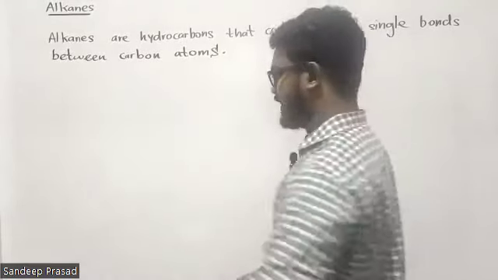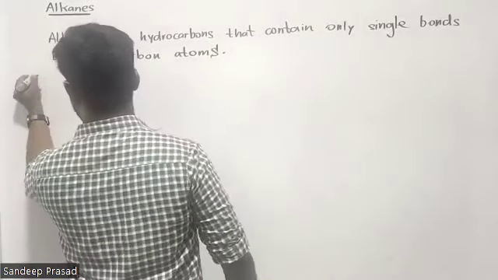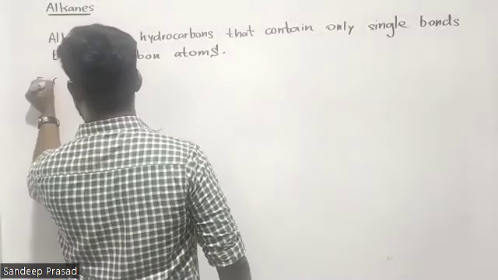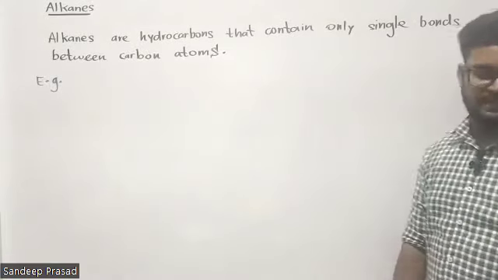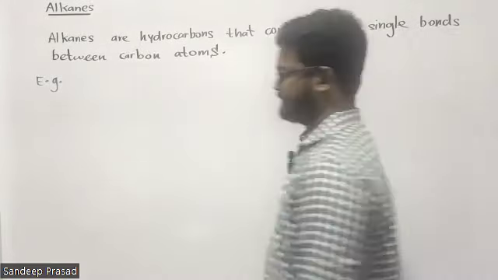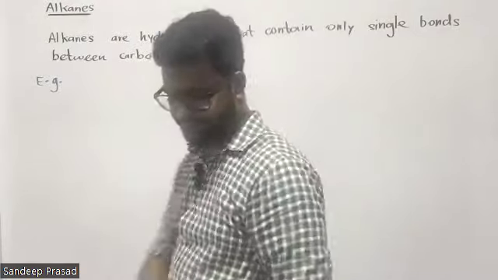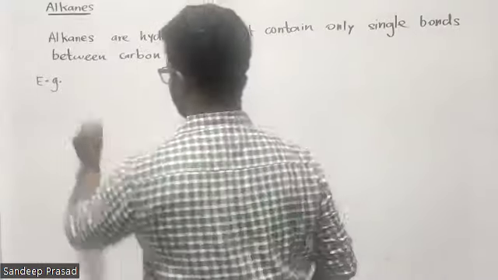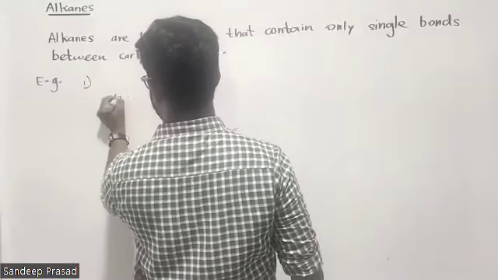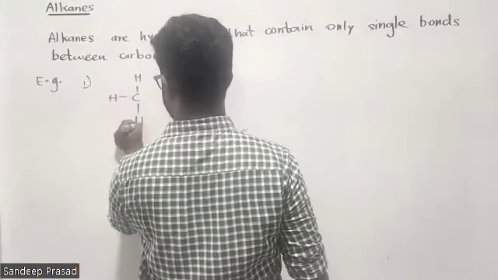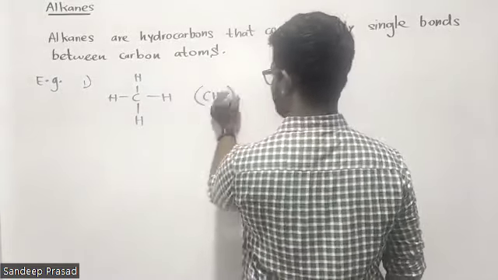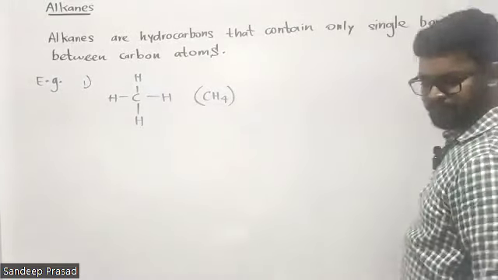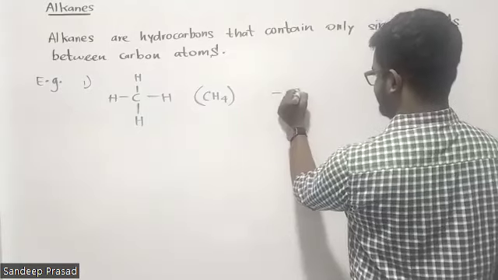Students, let me consider a few examples. Let's start from the first alkane. I told you. What is the name of the first alkane? Methane. Methane, right? Write it correctly. Methane, CH4. We can write this as just CH4, the molecular formula. So this is considered as methane.